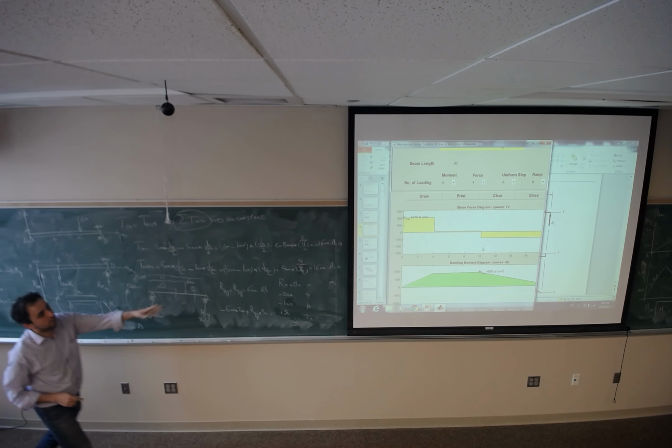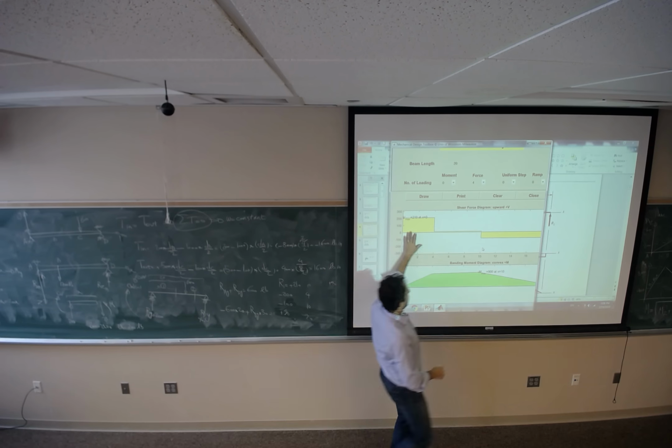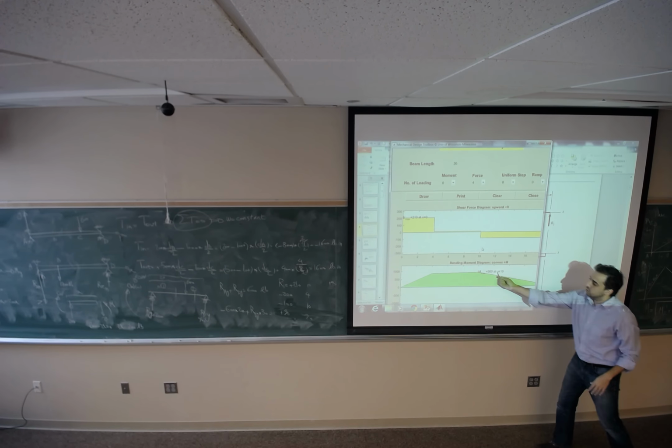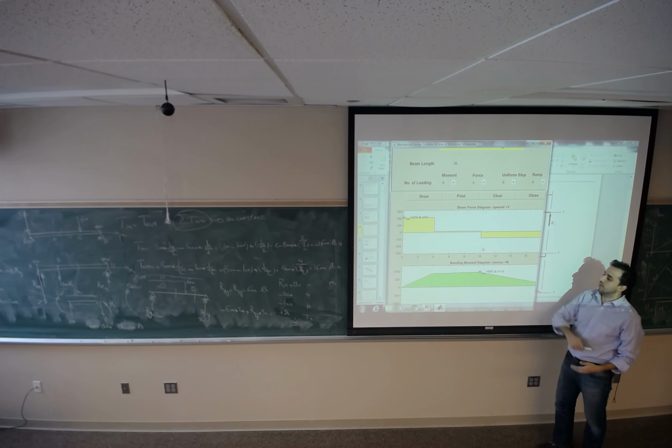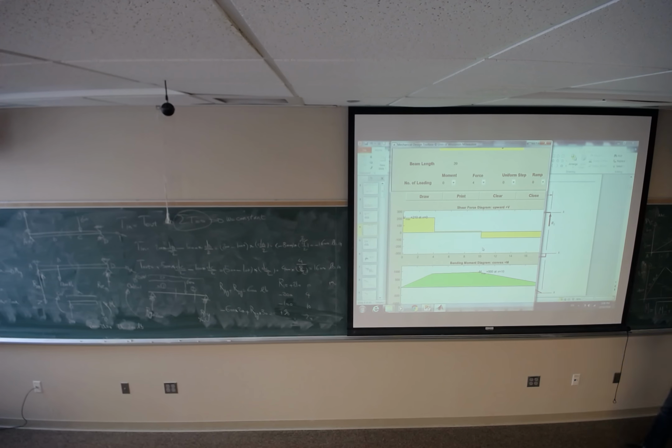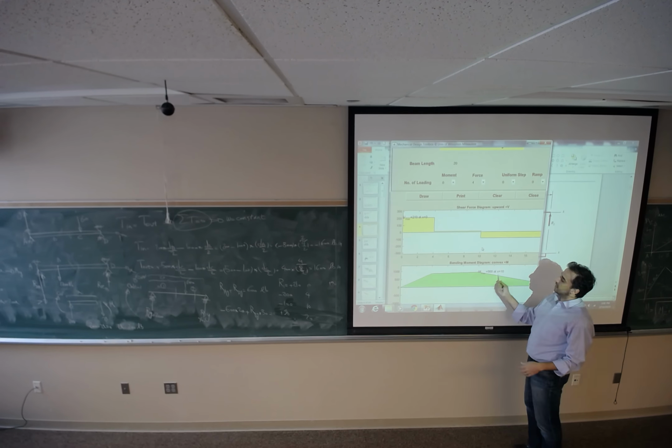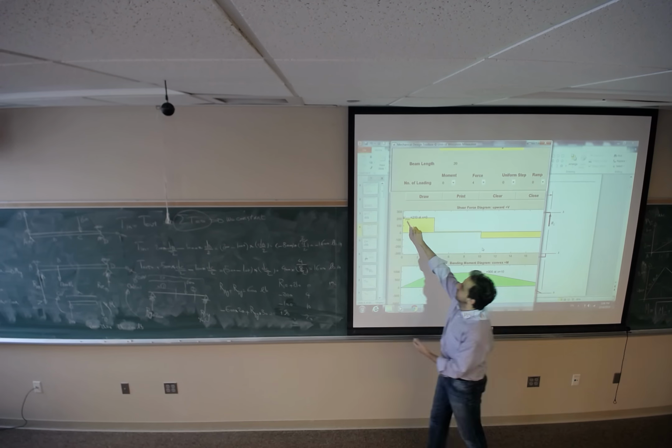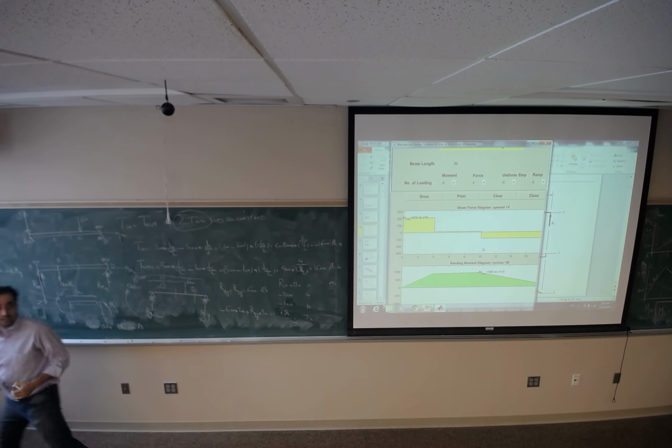the shear force diagram and the bending moment diagram, and it tells you the maximum bending moment. Maximum bending moment occurs at x equals 10 with the magnitude of 900, and the Vmax is going to be at this location.